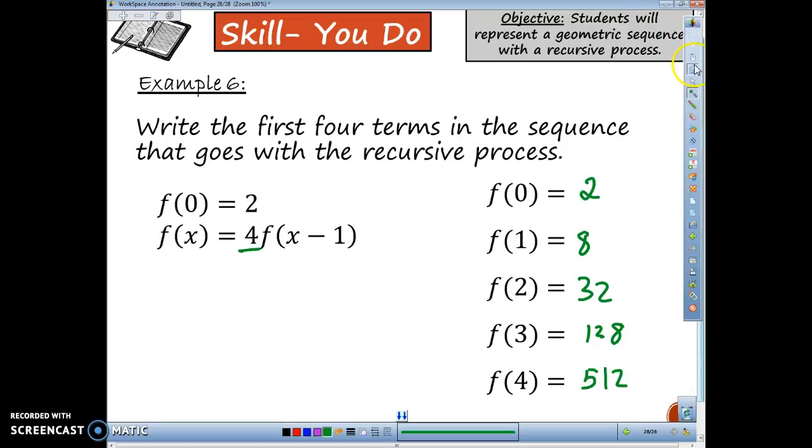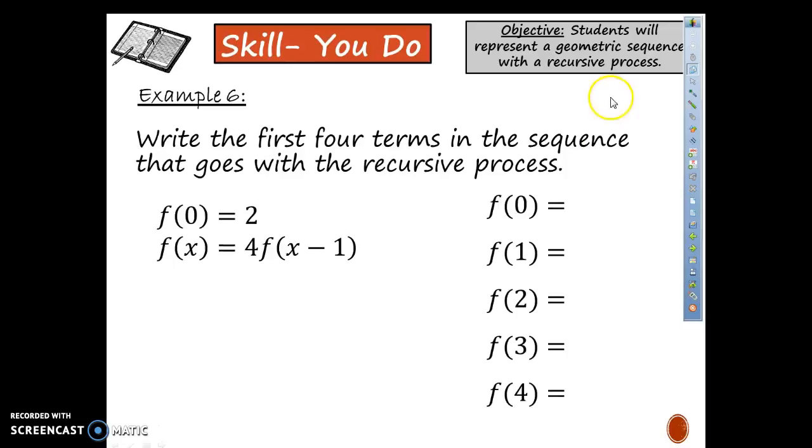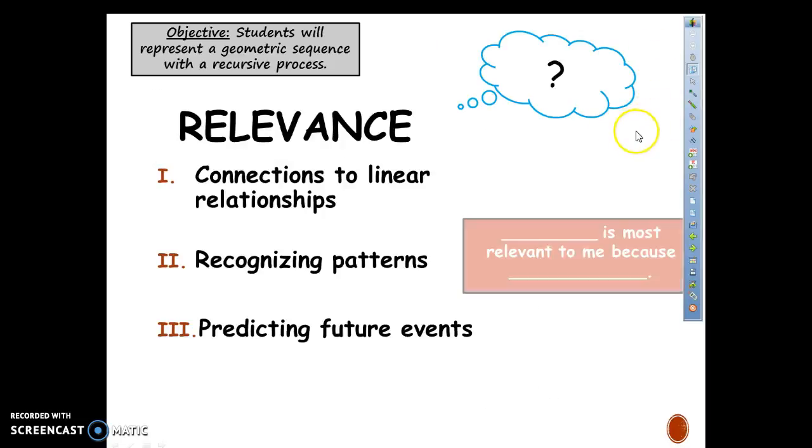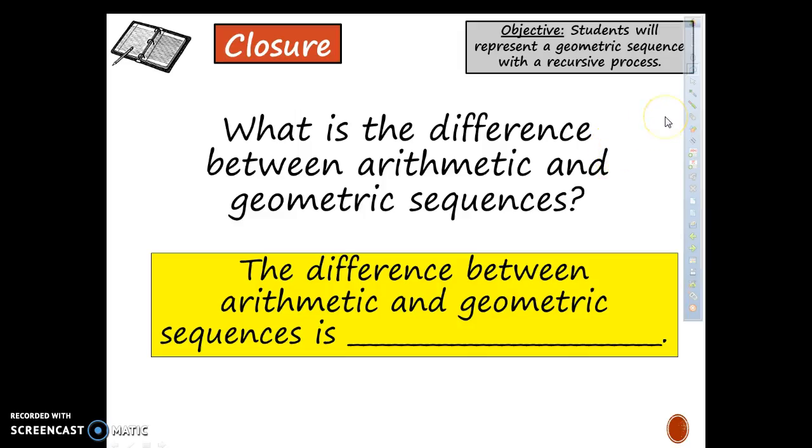Okay. Remember, our objective for the day was to go ahead and represent a geometric sequence with a recursive process, and we have done that here. For closure, I'm going to skip past the relevance. For the closure, what is the difference between arithmetic and geometric sequence? Well, in arithmetic sequences, we add and subtract. Geometric sequences, we multiply and divide.